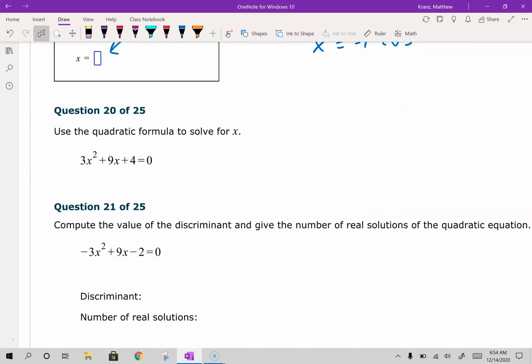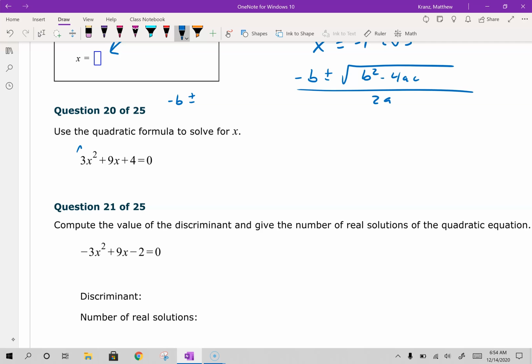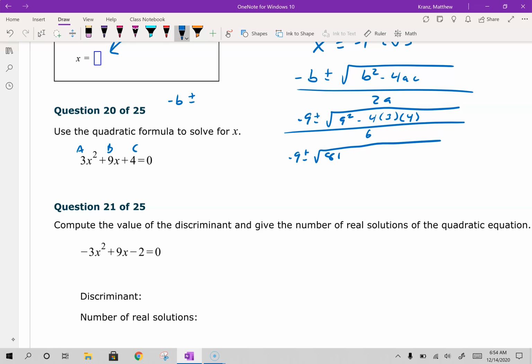Use the quadratic formula. Remember, the quadratic formula is negative b plus or minus the square root of b squared minus 4ac, all over 2a. So here's my a, my b, and my c. Negative b would be negative 9 plus or minus the square root of 9 squared minus 4 times 3 times 4, all over 2 times 3, which is 6. So negative 9 plus or minus the square root of 81 minus 12 times 4, which is 48, all over 6.